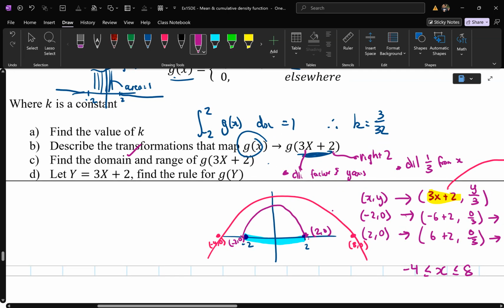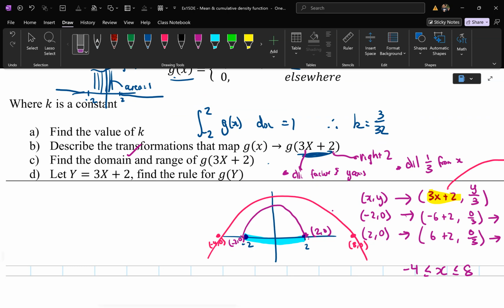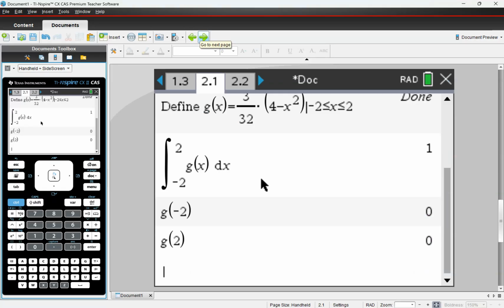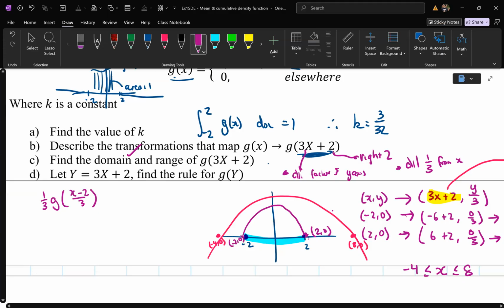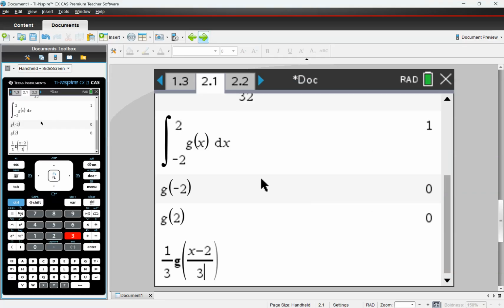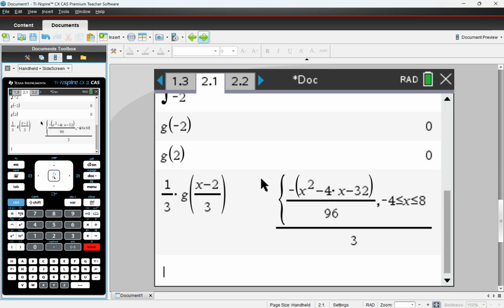Well, we just found the domain as I was describing it. And the range, you can find that by sketching the function. So you know that it was 1/3 of g of x minus 2 on 3. Type that, and that's your new function. So here we go. Let's go back to our CAS. I'm going to define, let's call it h of x. Actually, no. I want 1/3 of g of x minus 2 over 3. That is the function I want.